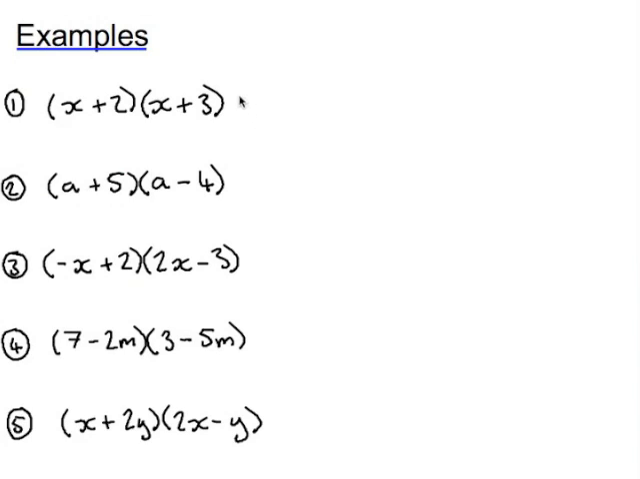So now I'd like you to pause the video and try these 5 examples using the FOIL method. And up to now we've only had addition in each bracket, but you'll notice that we have some subtraction and some negative terms. So we'll see if you can figure out what to do. Pause the video, try for yourself, and then watch my solutions.